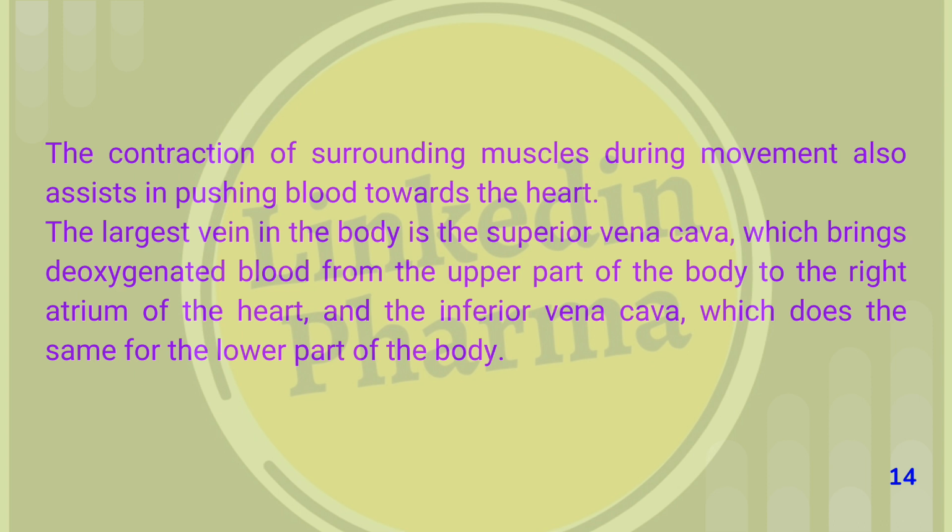The largest veins in the body are the superior vena cava, which brings deoxygenated blood from the upper part of the body to the right atrium of the heart, and the inferior vena cava, which does the same for the lower part of the body.